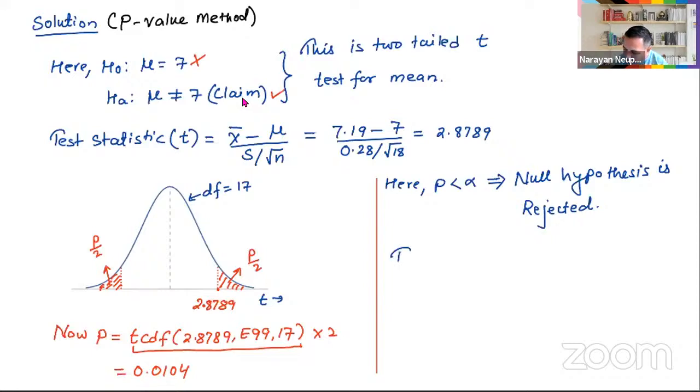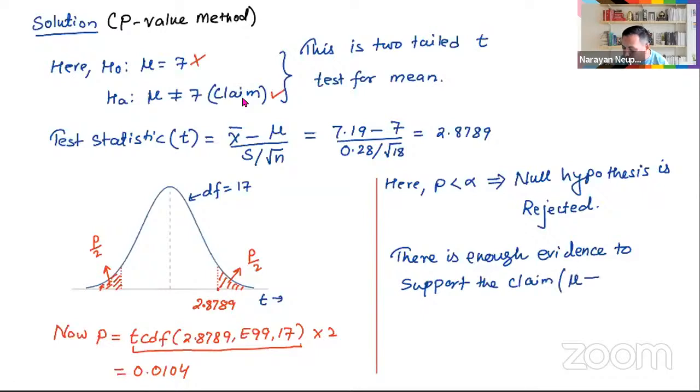So we can say there is enough evidence to support the claim, and the claim was mean is not equal to 7, and we are doing this at 5% significance level. So there is enough evidence to support the claim that mean is not equal to 7 at 5% significance level. So that is the end of this long example on hypothesis testing.